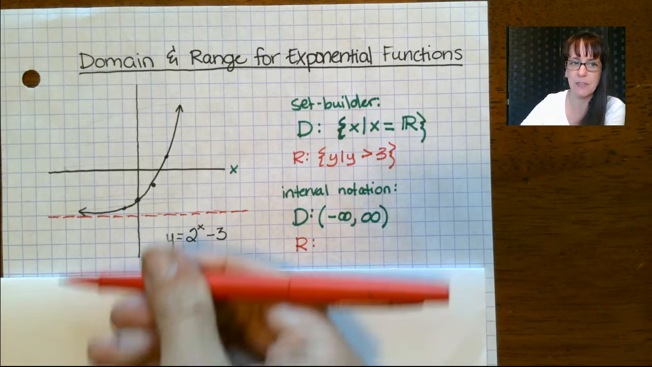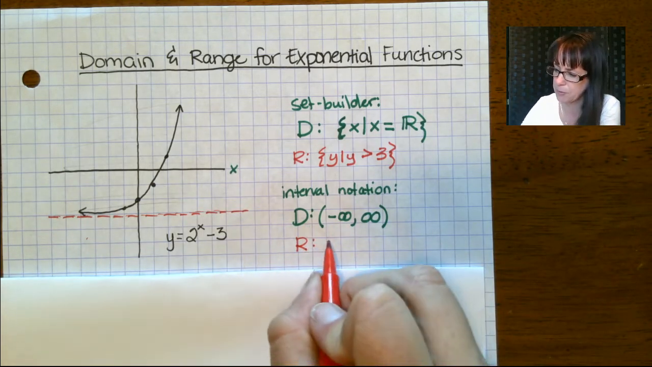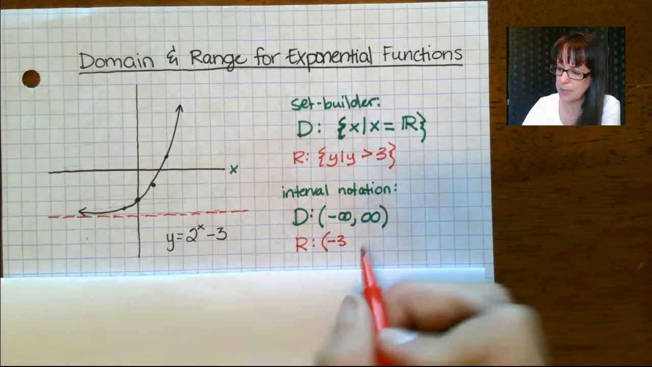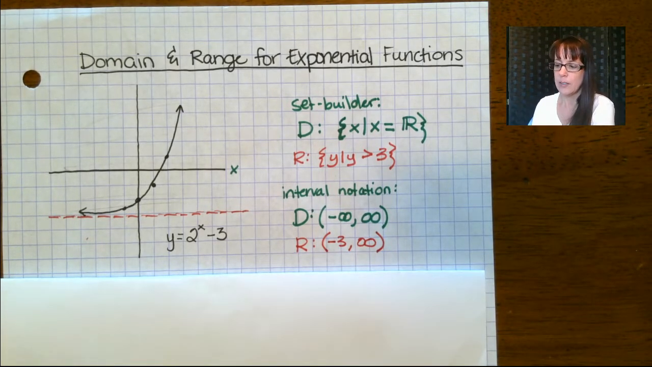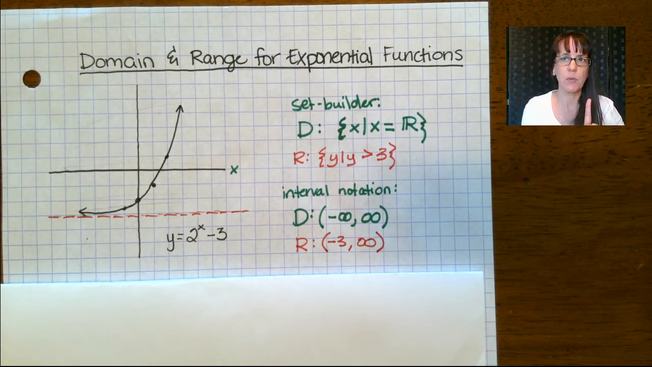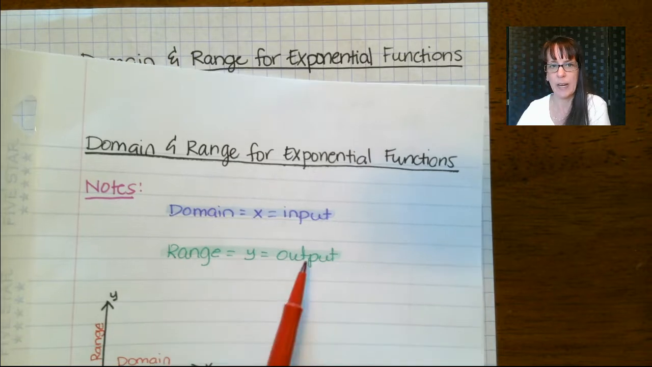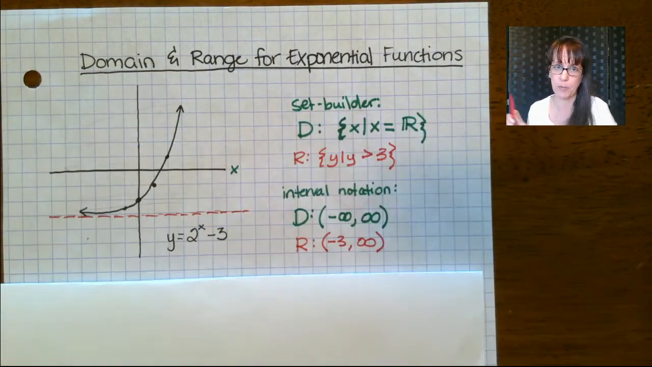So we come from negative infinity, and the first time we encounter this is at -3, but it is not included. And then it goes all the way up to positive infinity. So now let's think about, when I said earlier, domain is your X, which is also your input, and your range is your Y, which is your output. That's the most important part of this video.